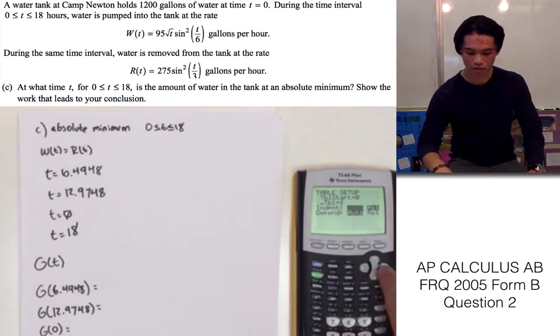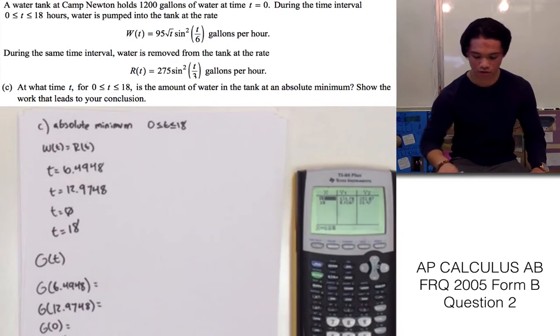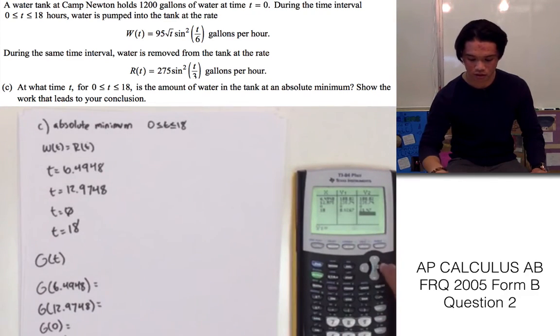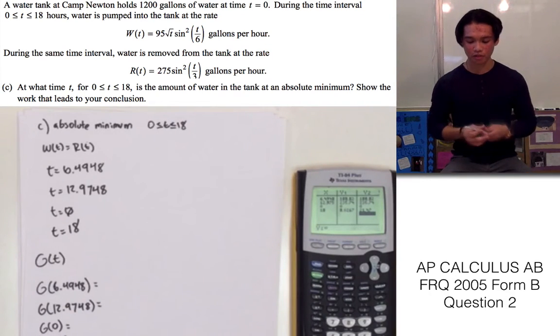Second window, make sure it's on ask. Second graph, put in your first value. Second value. And then go ahead and put the values of your interval, which are 0 and 18. Go to y sub 3, and we'll get our values.